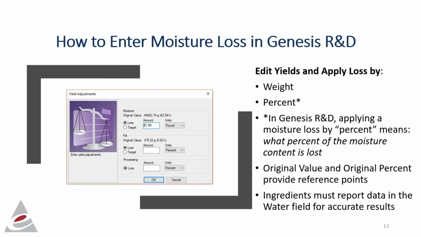And you may notice that Genesis and supplier data sheets use the terms water and moisture interchangeably. So with the nutrient field in Genesis, we call that water, and in the yield adjustment features field here, it's referred to as moisture. We mean moisture content rather than water as an individual added ingredient. You can apply moisture loss to your recipe even if you don't have water as an ingredient in your recipe.